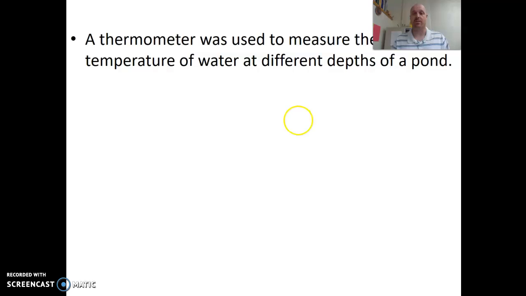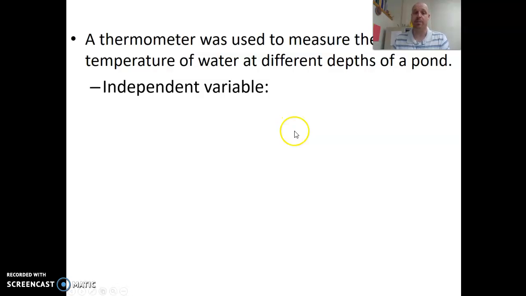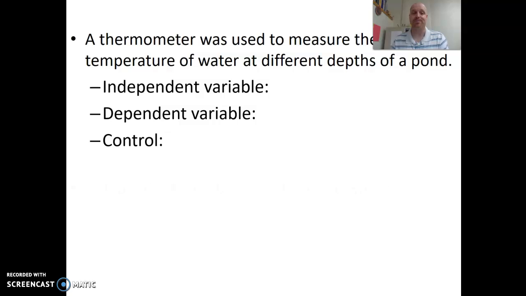A thermometer. Here's one. A thermometer is used to measure the temperature of water at different depths of the pond. Again, what is our independent variable? What do I control? What do I change? What is the dependent variable? What is the result of what I changed? And what is the control?